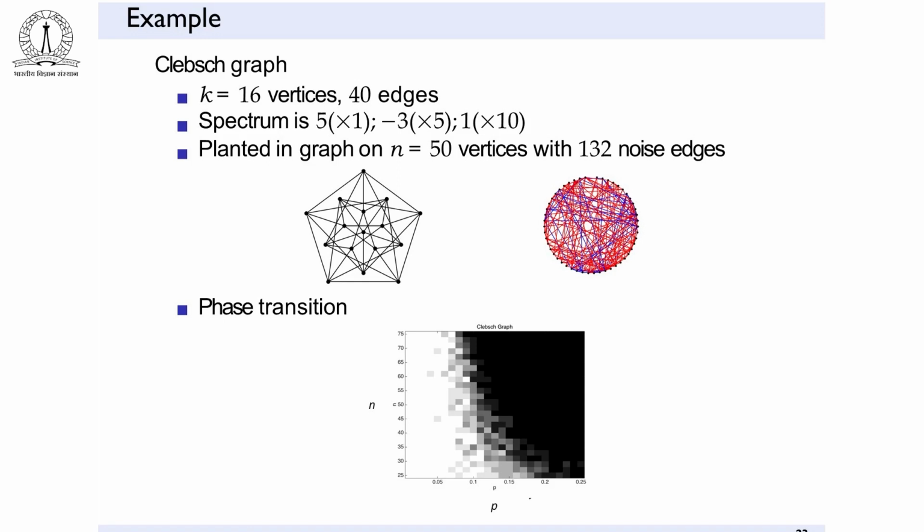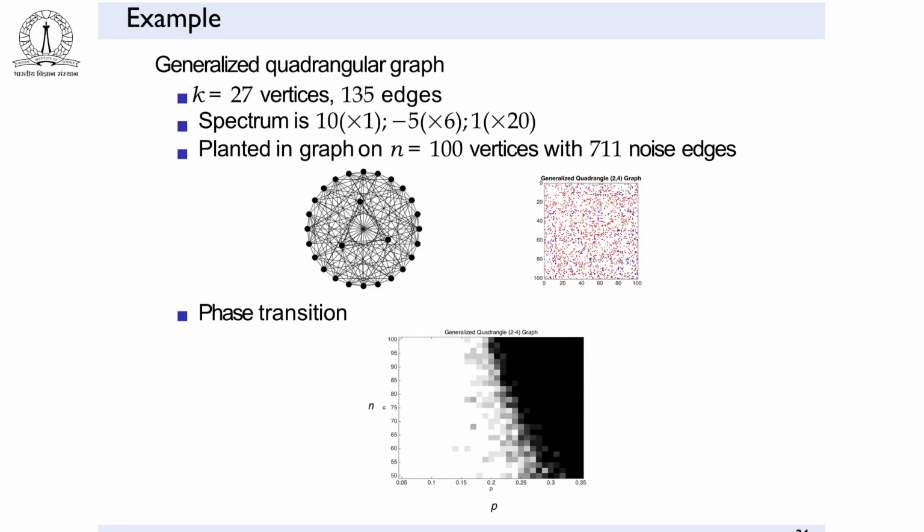And n here is the size of the larger graph in which I've stuck the Klebsch graph. P is the probability of an edge outside of this Klebsch graph in this larger n node graph. Okay? So P will vary between 0 and 1, and then can go quite a bit up. Okay?